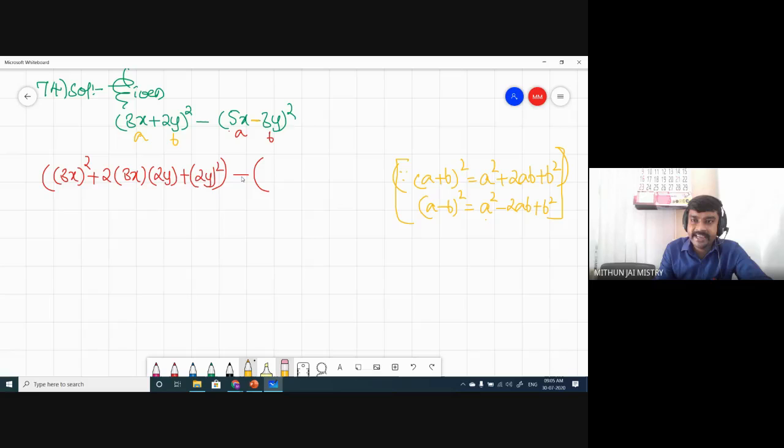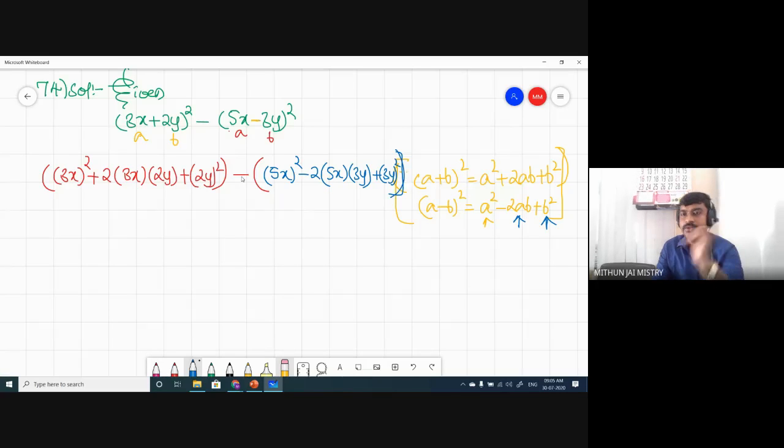So now I will read this one. First a square. But what is a here? A is 5x. So I can write a square, that is 5x whole square. Next we have minus 2 into a into b. So minus 2 into 5x into 3y. Then we have plus b square. So plus, what is b? 3y square. I think you understood. So this is the expansion of the second one. Some hard work and a little bit more work we have to do here.